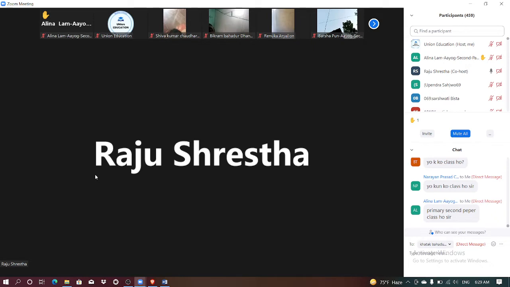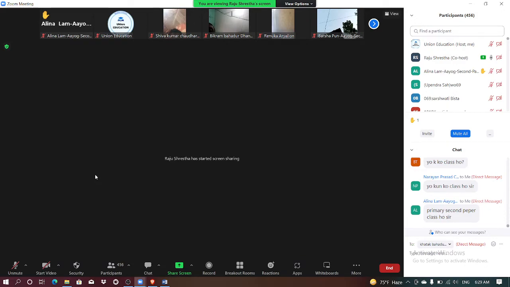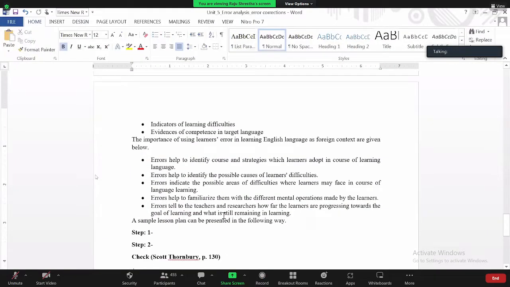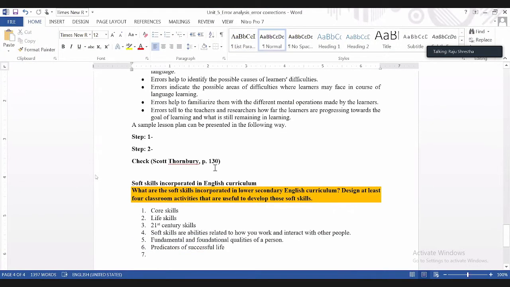I will send this too, and we go to next, and that is soft skill. This is what Scott Thornbury; I will send you this book, and you check once and you try to do from your side, then we do this, okay.